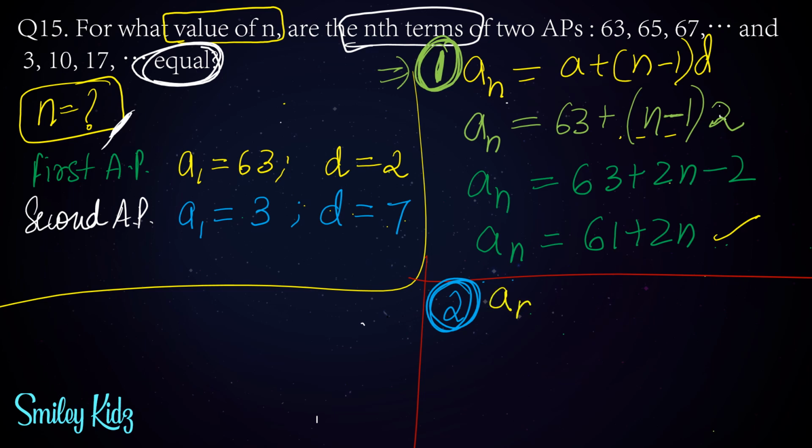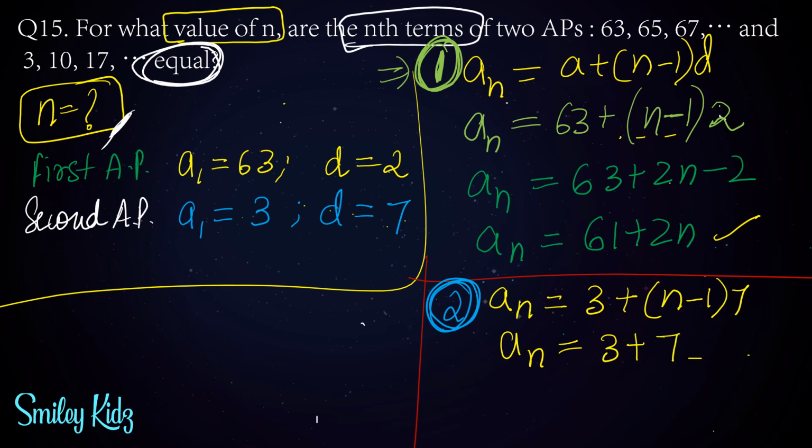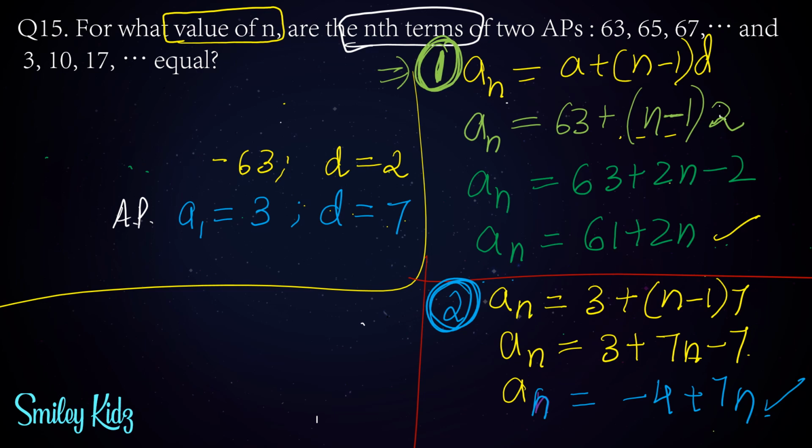So, an is equal to, what is the value of a? 3 plus n minus 1 into 7. an will be equal to 3 plus 7n minus 7. an is equal to minus 4 plus 7n. So now we got the two equations and we can just equate them because both the nth terms are equal. That is what the question is actually offering us.